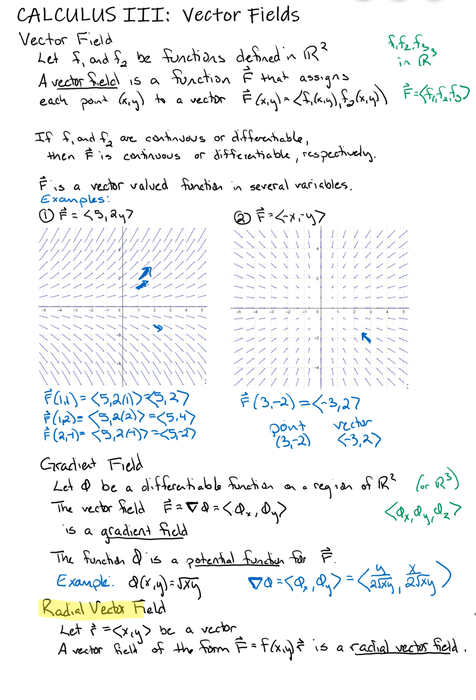Finally, we have the idea of a radial vector field. So in this case, we're starting with this vector r, which is defined by x, y. We also have a function defined by x and y. So it's a function in R2 space, a function defined by x and y. If we take that function and multiply it by our vector, that is referred to as a radial vector field.